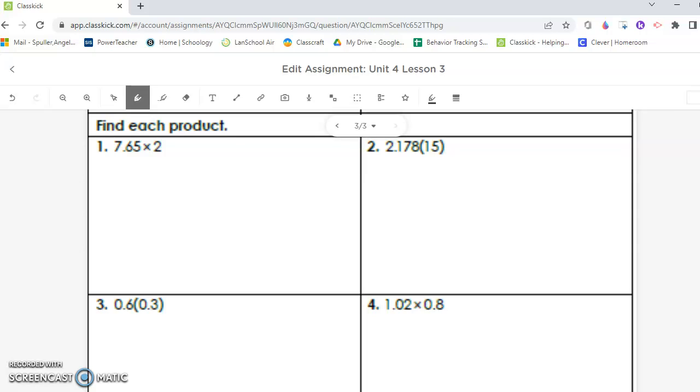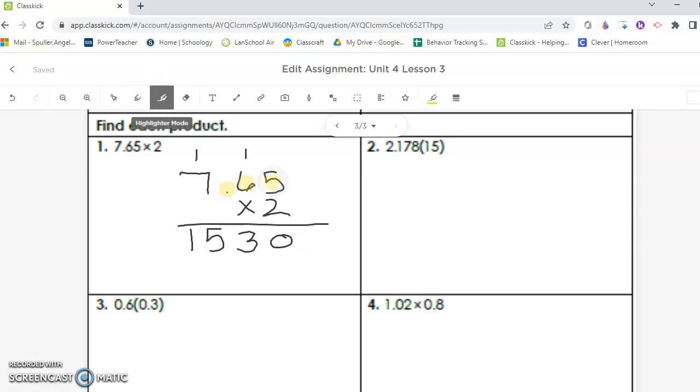All right, so for number 1, you said 7.65 times 2. Okay, 2 times 5 is 10. Here's the 1. 2 times 6 is 12, plus 1 is 13. Here's 1. 2 times 7 is 14, plus 1 is 15. Now, here's my decimal, 1, 2. So I'm going to have 2 numbers behind it. Okay.